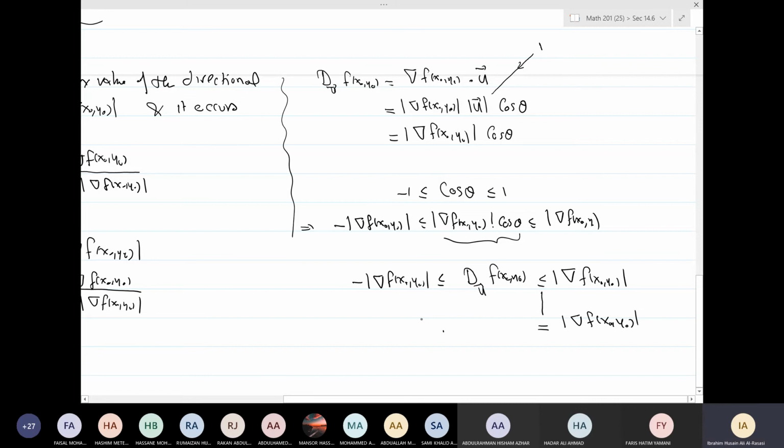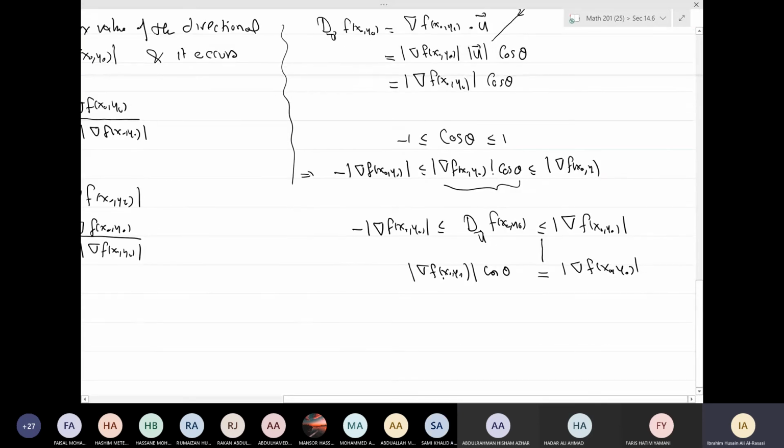This is of x0, y0, cosine theta. So is this possible? This side here, gradient times cosine theta. Is it possible for it to be just equal to the magnitude of the gradient? Is it possible or not? When is it possible? When cosine theta equals 1. If this is 1, then they are equal. They are equal when theta is equal to 0.